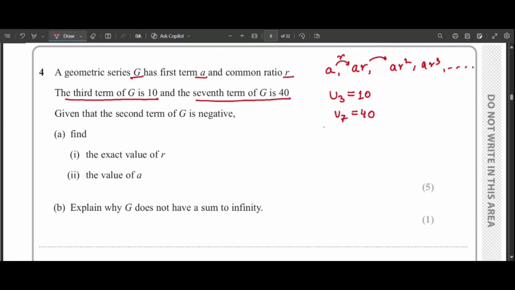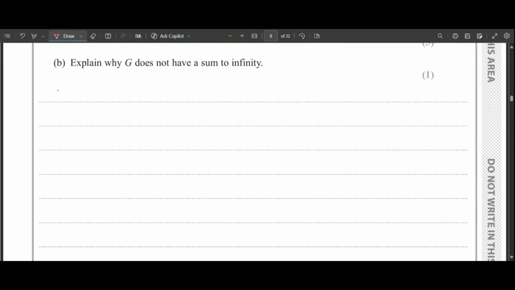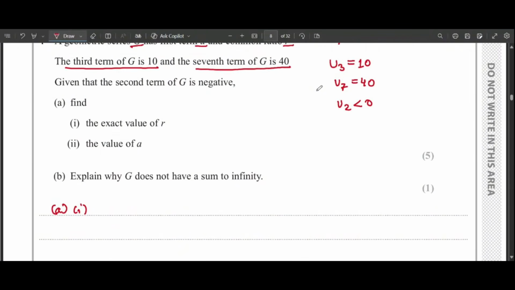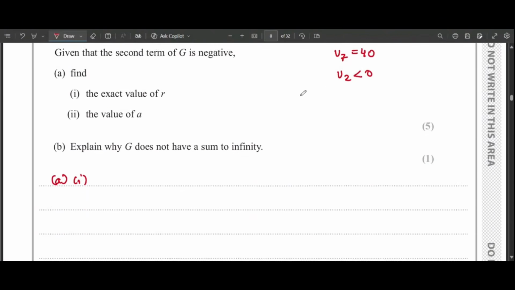And we are also given that our second term is less than 0, is negative. Now in part A, we have to find the exact value of R. So in part A(i), we have to find the exact value of R. At first, we will use the information given in the question.